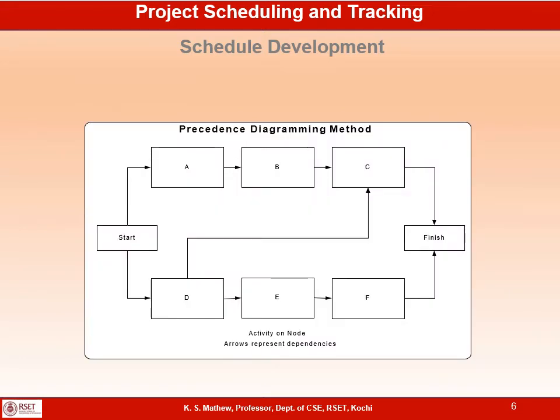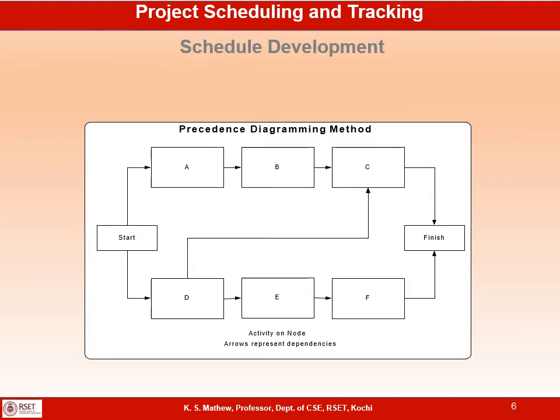This is an example of a network diagram based on the precedence diagramming method, also called activity on node. The activities are represented using nodes in the network diagram. The arrows between the nodes indicate the transition from one activity to another. The relationship between activities is represented using arrows, and activities are represented using nodes. That is what is done in the precedence diagramming method, or activity on node network diagram.